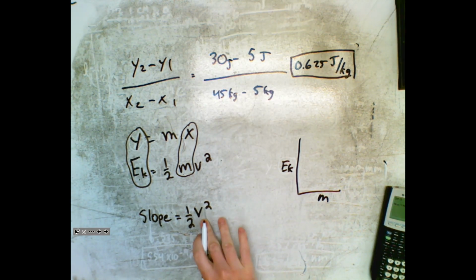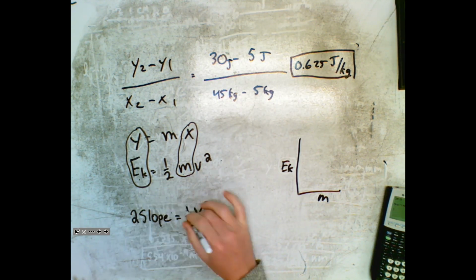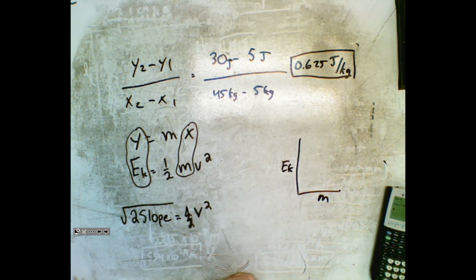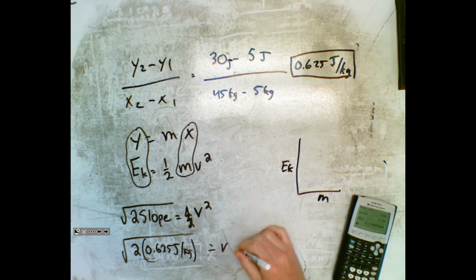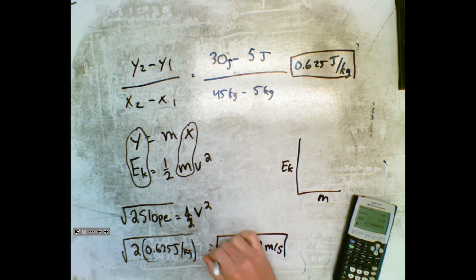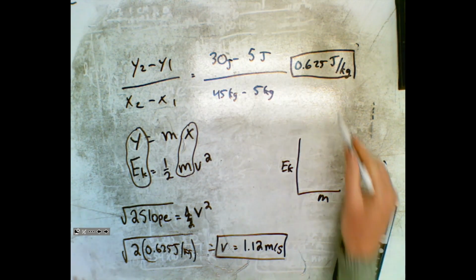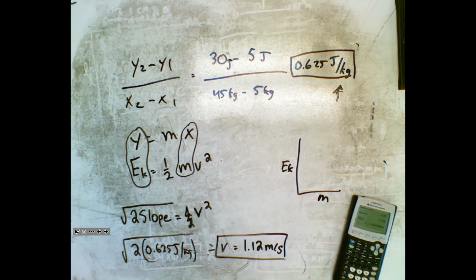And if I want to find my speed that was happening for this experiment, well, I just have to move the 2 up top and then square root it. So I get that 2 times 0.625 joules per kilogram, all square rooted, is going to equal my speed. So my speed for this experiment was 1.12 meters per second. And that's how we used our slope to find our speed, right? This doesn't look like anything here, but we are able to find our speed like that.